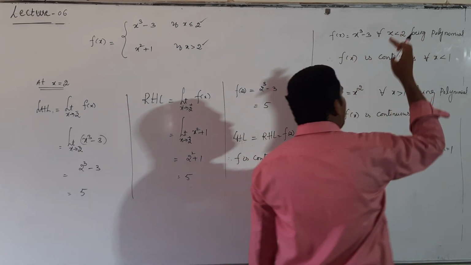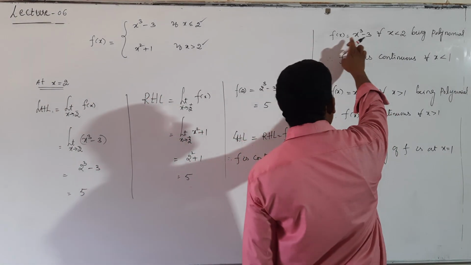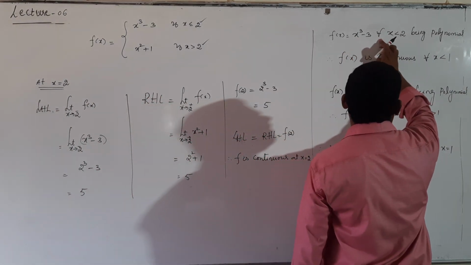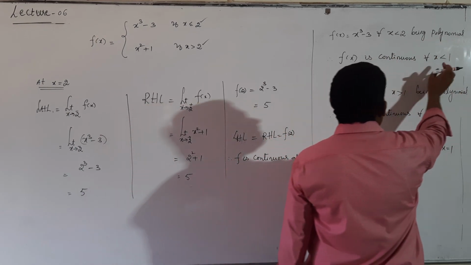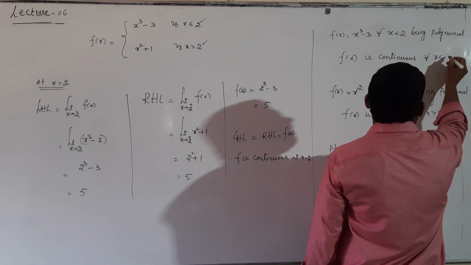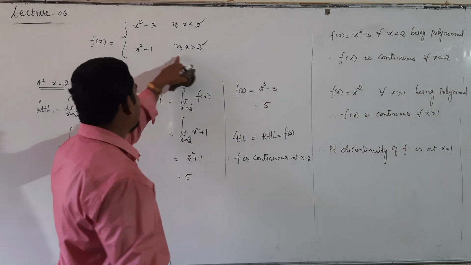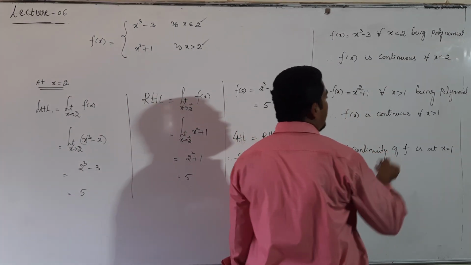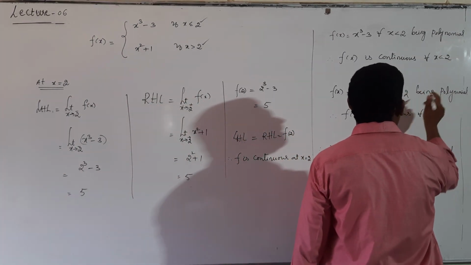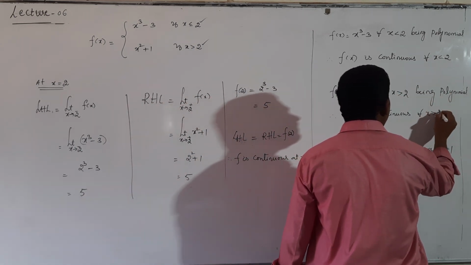Again it is a polynomial function only. x cube minus 3 is a cubic polynomial. f of x equal to x cube minus 3 for all x value less than 2, being a polynomial function, therefore f of x is continuous for all x less than 2. Similarly, when x value more than 2, function is x square plus 1. f of x equal to x square plus 1 when x value greater than 2, clearly it is also a polynomial, therefore continuous for all x value greater than 2.